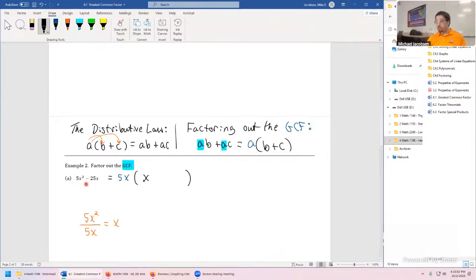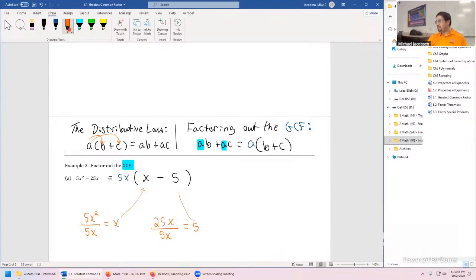We copy the sign in the middle, minus. Then we do the same thing, 25x, divide by our greatest common factor of 5x. This time it's the x's that cancel. 5 goes into 25 5 times. And so we just copy in x minus 5.